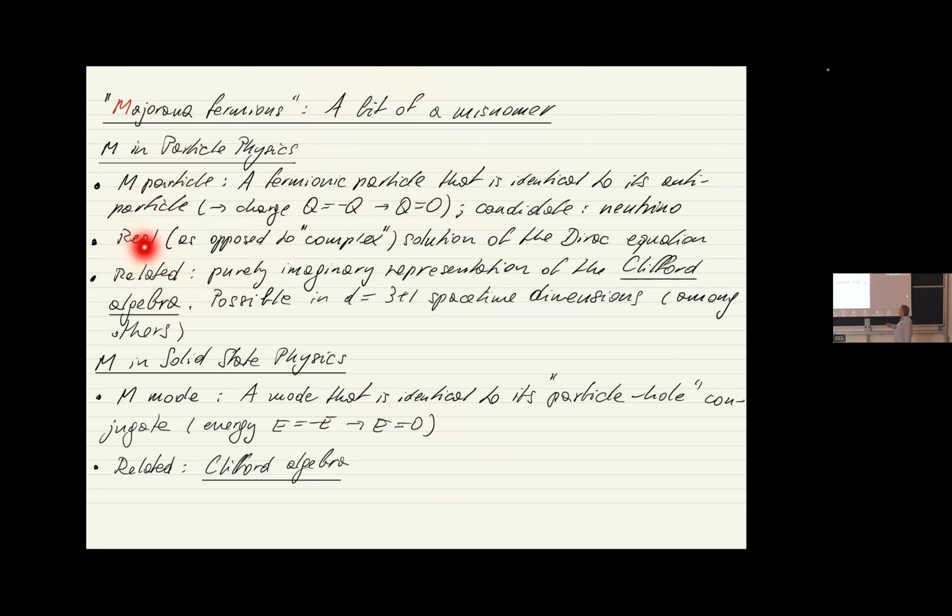Another reason why Majorana comes up in this, but related to this one, is that such a Majorana fermion corresponds to a solution of the Dirac equation that is, however, real as opposed to the usual complex valued solution of that equation. And related to this existence of the real solution is that there is a purely imaginary representation of the Clifford algebra. And this is not possible in all space-time dimensions, but among those where it is possible, there is 3 + 1, which happens to be ours.